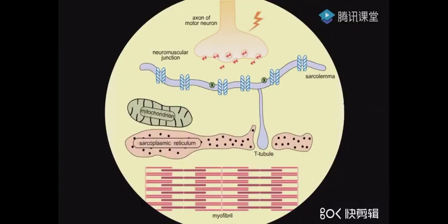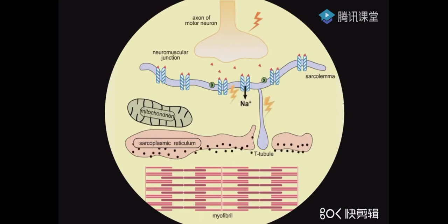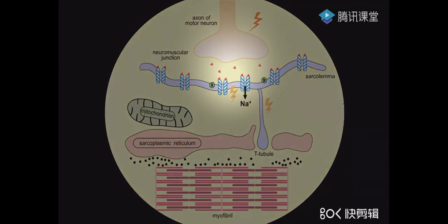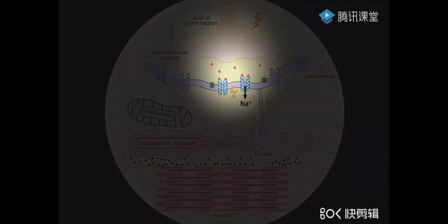So, action potential causes release of acetylcholine, channels open, sodium goes in, triggers another action potential, calcium gets released, and muscle contracts. It's that easy. Now, neuromuscular blocking agents work at this junction here by interacting with these nicotinic acetylcholine receptors.